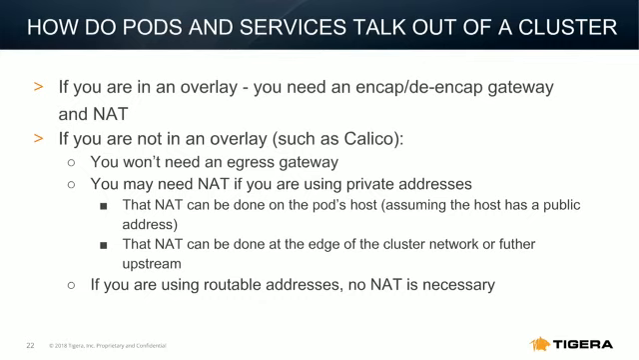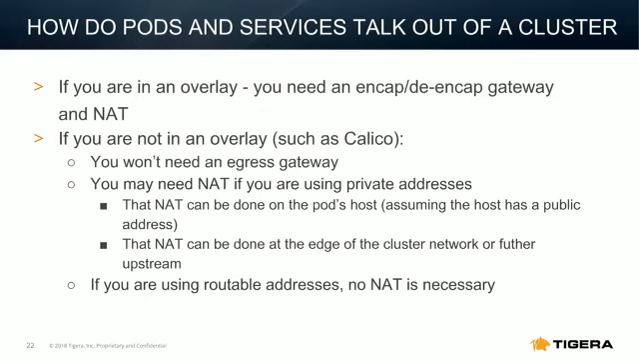If you're not using an overlay infrastructure, such as Calico and some of the other solutions that are out there, you don't need that egress gateway. You don't need that encap gateway because there is no encapsulation to add or remove. You may need NAT if you're using private addresses. So say you want to be able to get to the outside world to pull down something from Quay, but you're using 10 net addresses within your cluster for your pods or your hosts. Then you need to do NAT.